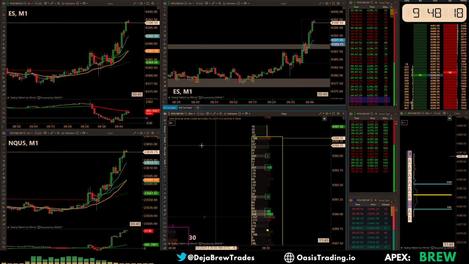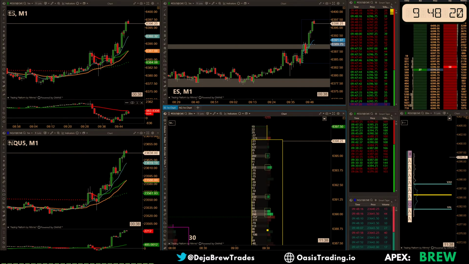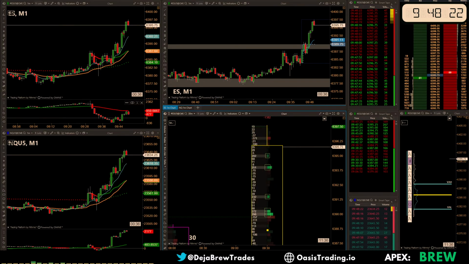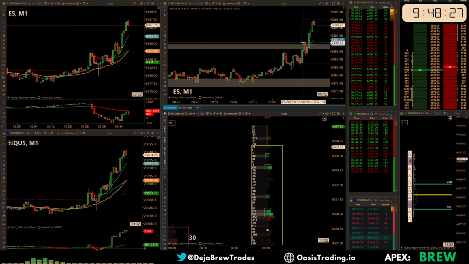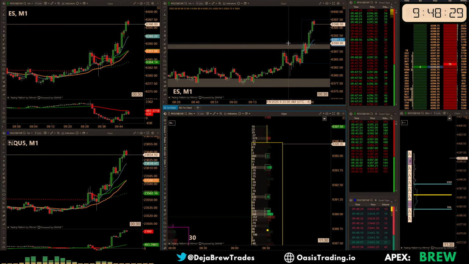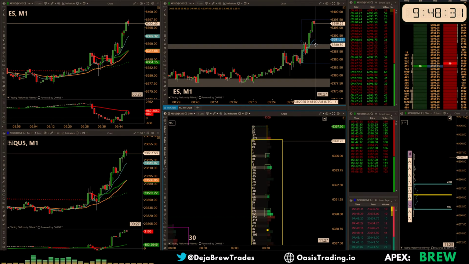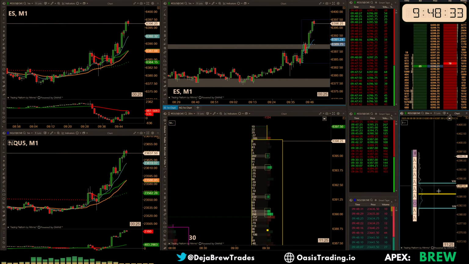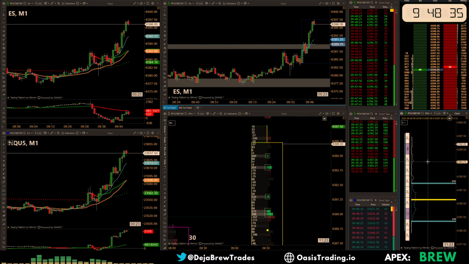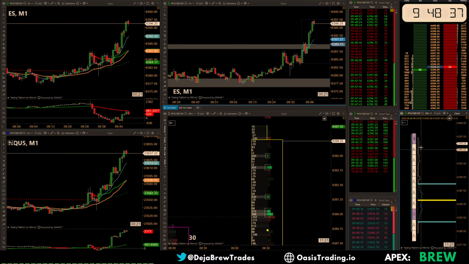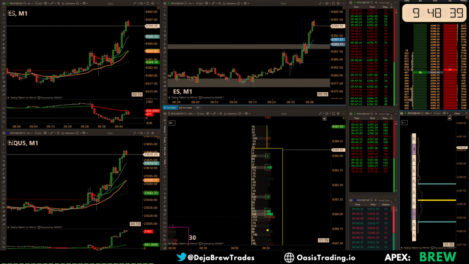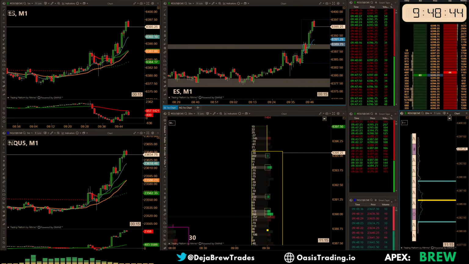Now, I will say they're not doing a good job building up nodes up here, as we can see on the dynamic POC. I talked about this during the video yesterday. You see how the dynamic POC is not shifting up because we're not building any nodes up here. It's a little dangerous when you have breaks like this and you're not building nodes.